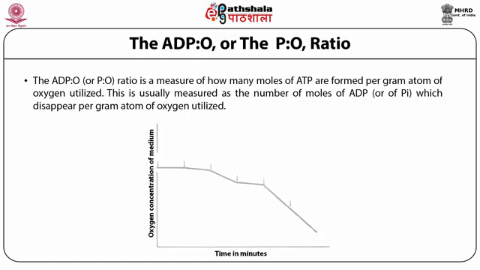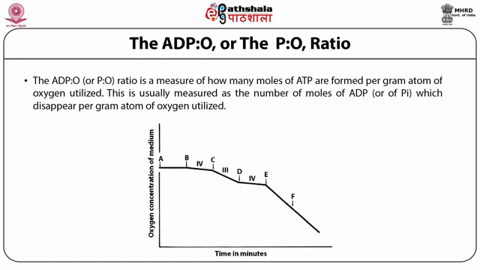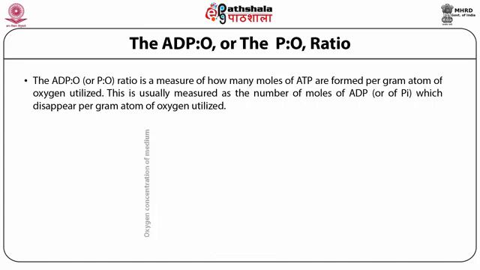The ADP to oxygen ratio is a measure of how many moles of ATP are formed per gram atom of oxygen utilized. This is usually measured as the number of moles of ADP or inorganic phosphate which disappear per gram atom of oxygen utilized. If at point A in the figure the substrate added was malate, the ADP to oxygen ratio would be 3 because of the following steps that take place.